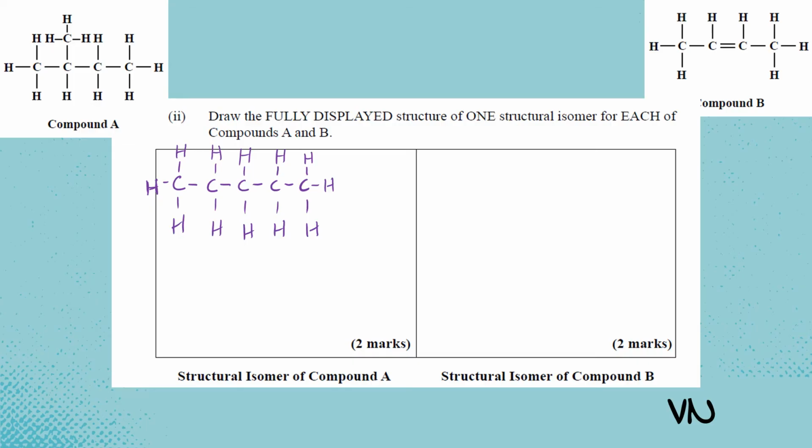Another possible isomer for this could have been 3 carbons in a line with 2 carbons here. So this will have been hydrogen, hydrogen, hydrogen here, carbon. That's a hydrogen. All right, let me just draw a line here to separate them. Good. So those were the 2 possible answers. Remember that you're asked to just draw one, so any one out of these 2 here, you could have drawn and gotten those 2 marks.